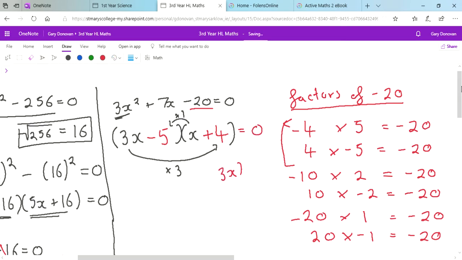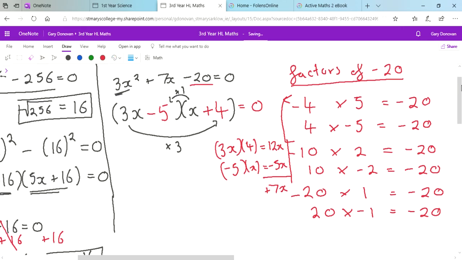3x multiplied by 4 gives us 12x, minus 5 multiplied by x gives us minus 5x. Sorry, I know it's a bit messy. 12x minus 5x is plus 7x, so that works out. So now don't forget to finish the question.